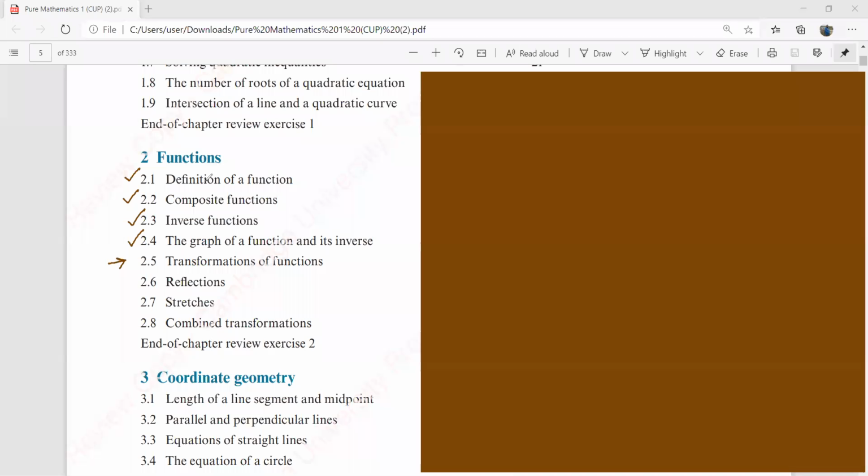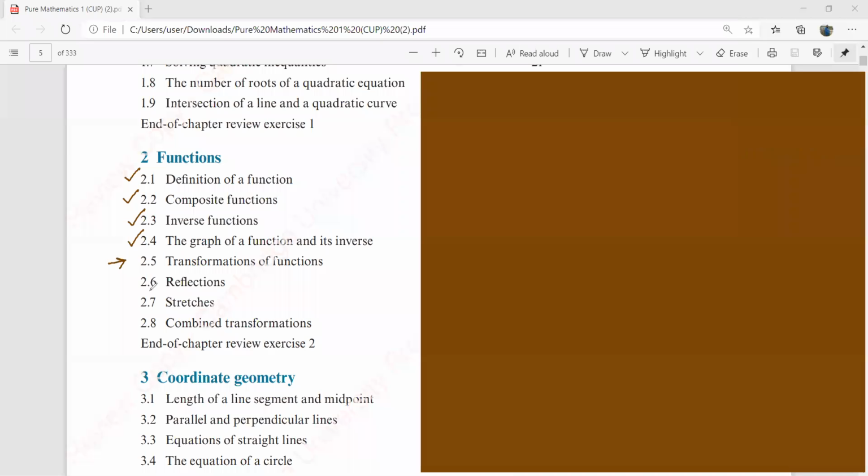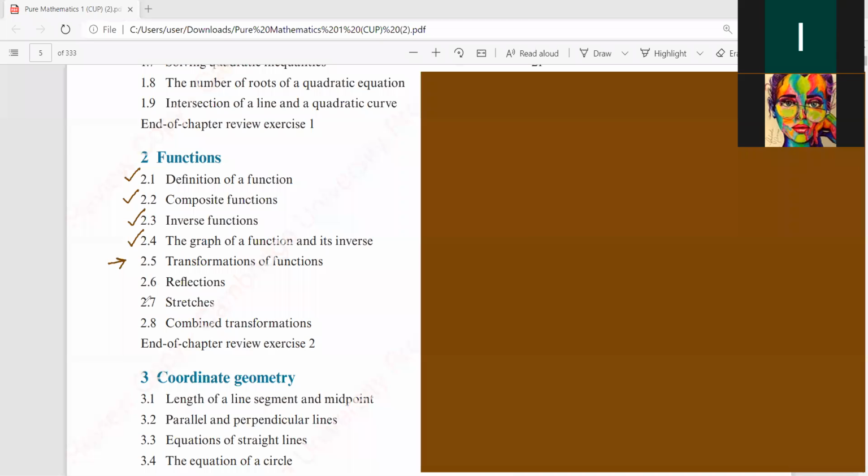Okay, guys, in our functions, we have so far gone up to these 4 units over here. And now we have to discuss the transformation of functions. So I should tell you, first of all, what do we mean by transformation of functions? And then I'll take you to these subtopics. As you see, we have to discuss the reflections and stretches.